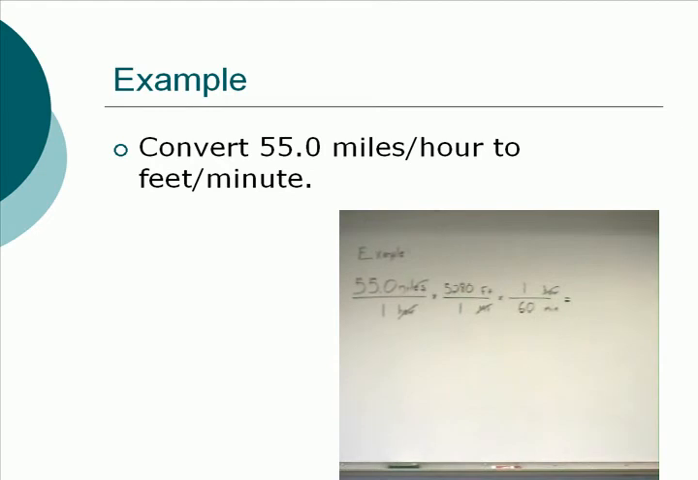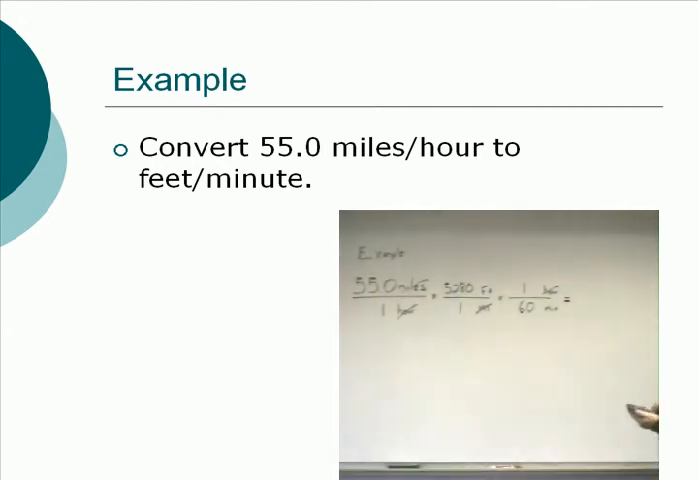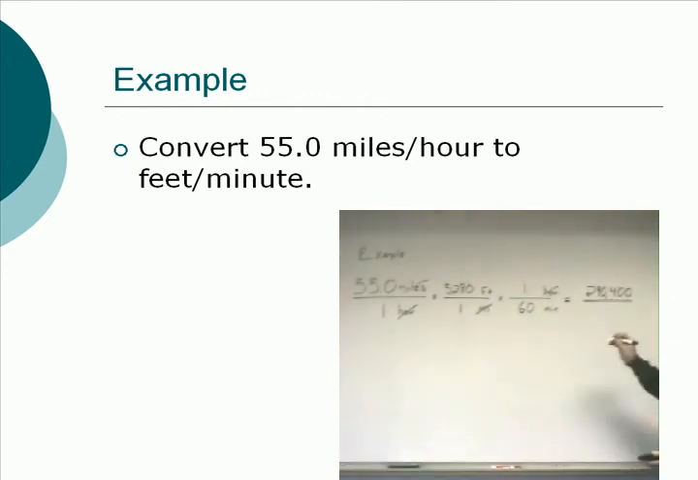55.0 times 5,280 times 1. In the top, we get 290,400. In the bottom, we have 1 times 1 times 60. That's 60. The top units are feet. The bottom units are minutes. And when you divide that out, how many sig digs will we be able to keep in our answer? 3, exactly. We started with 3.